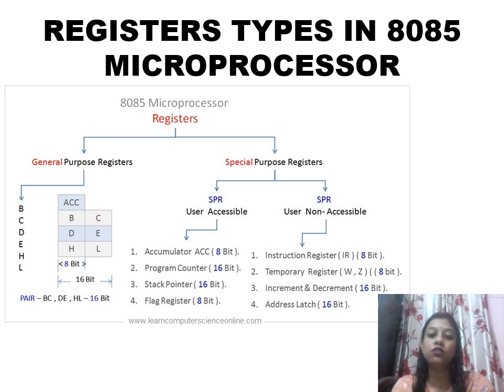We can also use these registers as register pairs. So B-C, D-E, H-L are the 3 register pairs which will help us to store data of 16-bit. Okay, and the register pairs will be in this order only, like B and C will be the register pair, B and E cannot be the register pair. Next category is our special purpose registers, which is broadly again classified into two parts, that is user accessible and user non-accessible. I'll be taking all these registers in detail in the further slides.